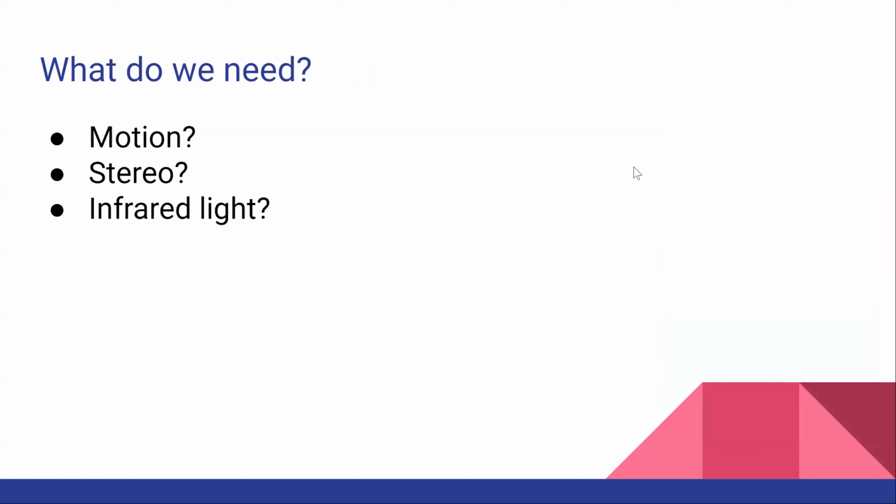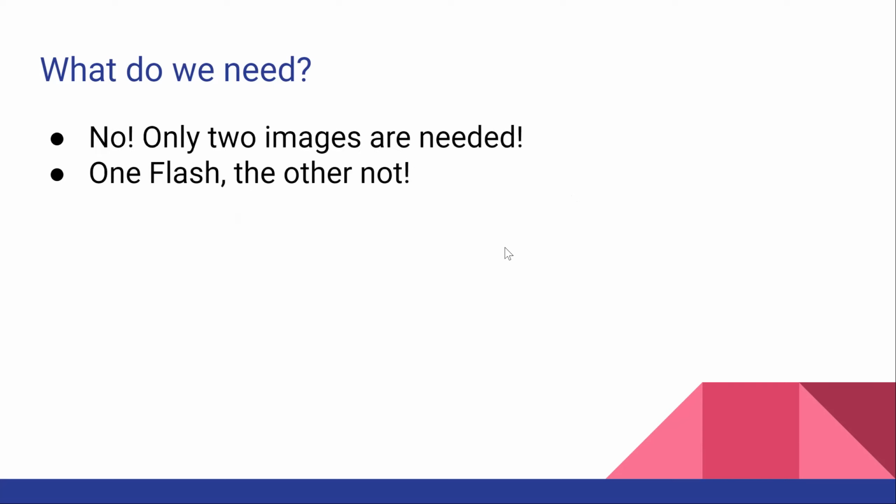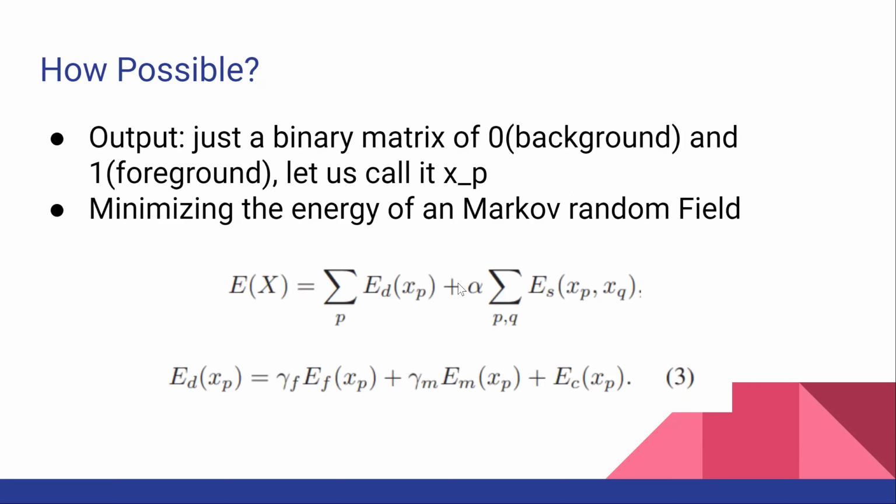And what do we need? In the previous papers, the methods typically require motion vectors or stereo or infrared light, which is additional information from either the camera or other settings. But it turns out there are only two images we need to solve this kind of problem. One is the flash image and the other is the non-flash image, which is pretty simple.